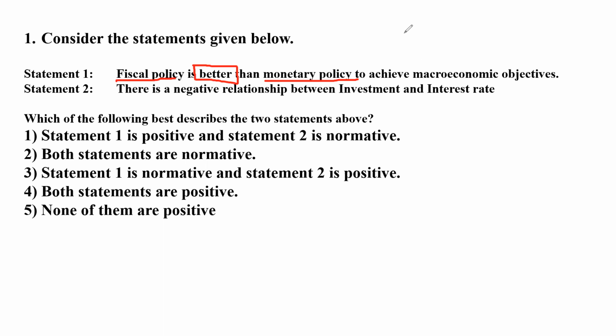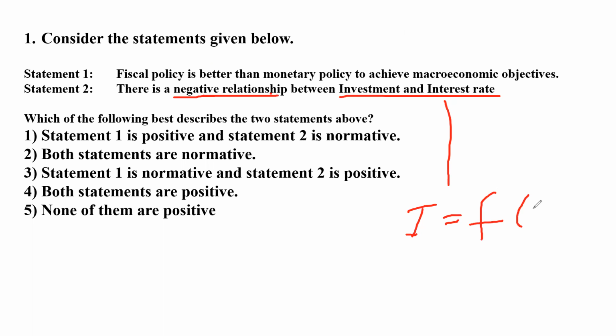Second one: there is a negative relationship between investment and interest rate. This is a theory in economics. We have learned in unit number 5 that investment of a country is a function of interest rate, and there is a negative relationship between investment and interest rate of a country. That's why any country tries to maintain a lower and stable interest rate. It is highly favorable for investment. So this is a theory.